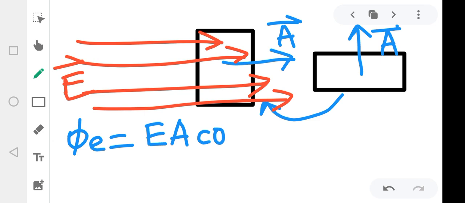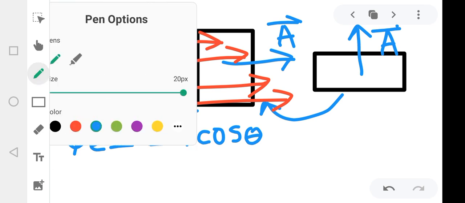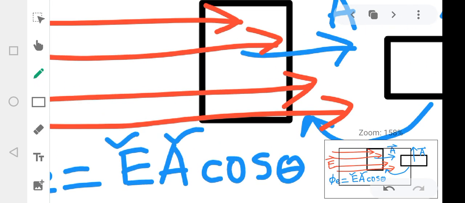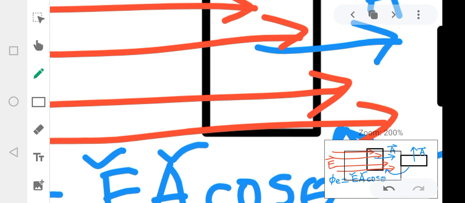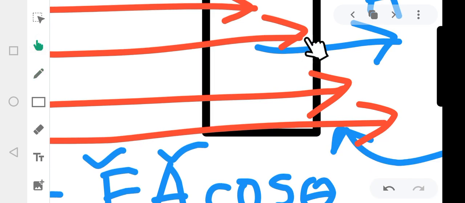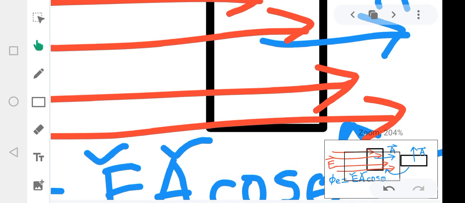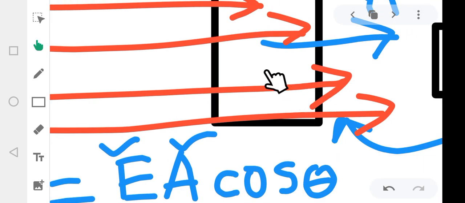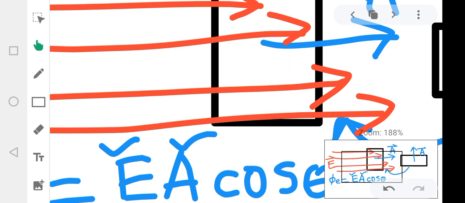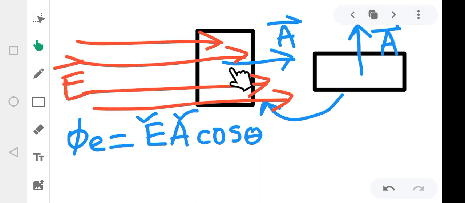And what is this theta? This is nothing but the angle between the electric field intensity and this area. If we see more precisely, this is the area and this is the electric field line. The angle between these two is nothing but 0 degrees. Why 0 degrees? Because both of them are parallel to each other. That's why this angle is 0 degrees, because they are both parallel.